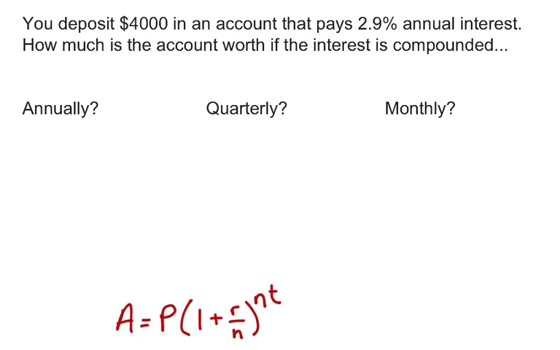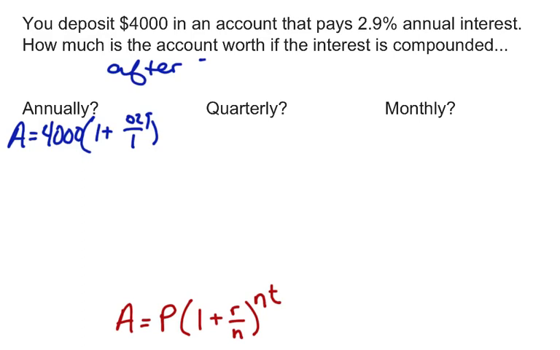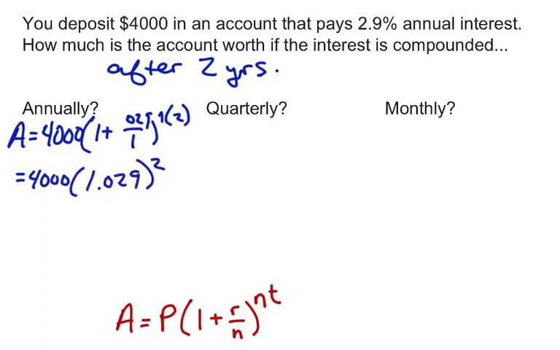So when we think about our interest being compounded annually, we're going to deposit $4,000 in an account that pays 2.9% annual interest. So the amount in the account is equal to our starting amount, the principal, times 1 plus the interest rate, which was 2.9%, and it's compounded annually. How much is the account worth if the interest is compounded annually, let's say after 2 years? Then the power that we're going to raise it to is: it's compounded once a year for 2 years. So we'll simplify our expression, 1.029 to the 2nd power.